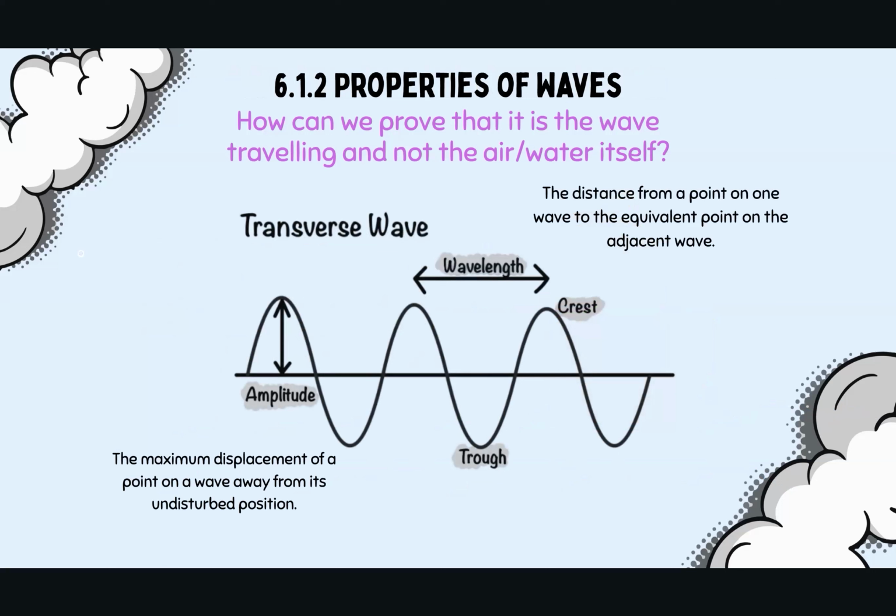Okay, so we need to be able to label transverse waves and understand what each thing means. So first thing is wavelength. Wavelength is when you go from one peak to another peak, a crest to a crest, or from any point to a corresponding point. So it could be from here to here. That's a wavelength. So a wavelength is just the length of one wave. You could go from here to here. That's a wavelength as well.